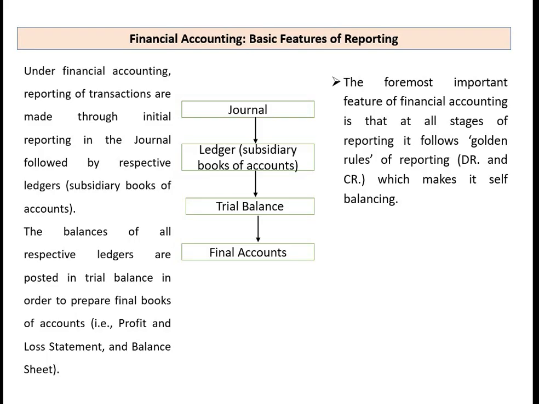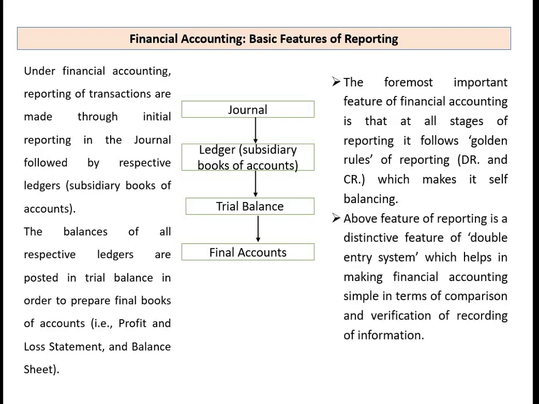The golden rule of accounting is that in all cases all our books of accounts, be it journal or ledger or trial balance or final accounts, are balanced. And this balancing is done through the golden rule of reporting, that is the debit and credit system, which makes it self-balancing. This feature is a distinctive feature of the double entry system, which helps in making financial accounting simple, and comparison and verification of recorded information become easier.